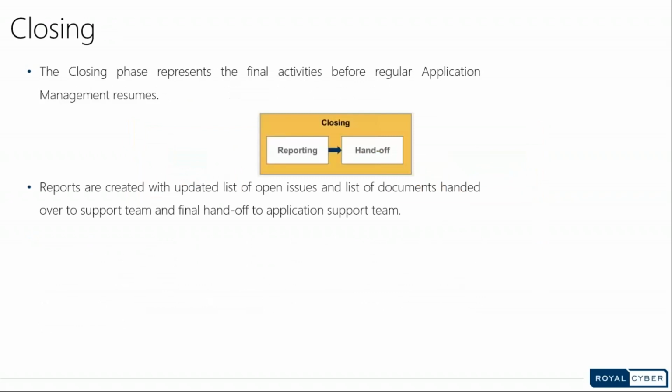And the final phase is the closing phase, where we will capture all the testing results, the updated list of open issues, and the list of documents handed over to the support team, and then the final handover to the application team. These are the 4 different phases of the upgrade process.